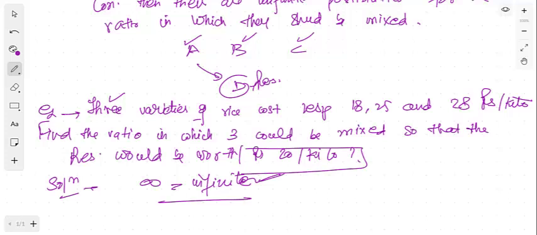So this is all we have with average, mixture and alligations. Use the alligation method when the ratio has been asked and the resultant is given. Use the weighted average method when you have to find the resultant and the ratios are given. This is all we have with average, mixture and alligation. This is quite an easy topic.